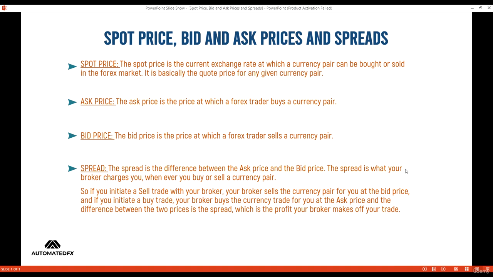Yeah, so the spread is what your broker charges you when you buy or sell a currency pair. If you initiate a sell trade, your broker is going to sell the currency pair for you at the bid price, and if you initiate a buy trade, your broker will buy the currency at the ask price. The difference between these two prices is the spread, which is the profit the broker makes.